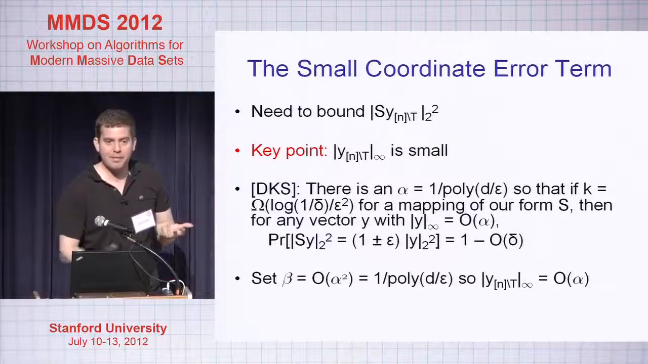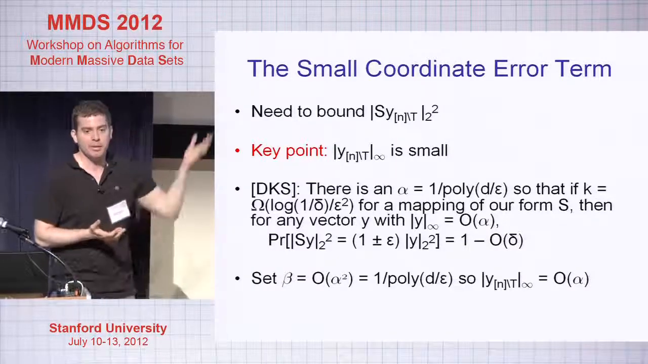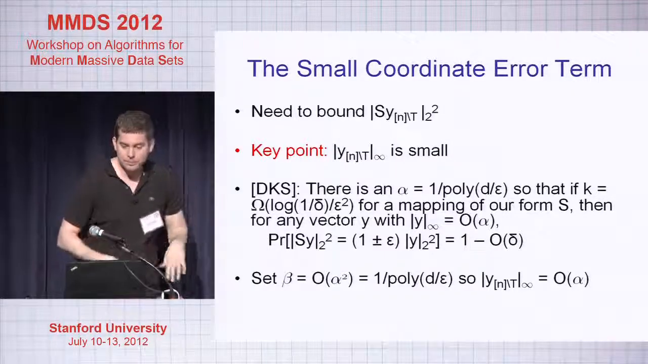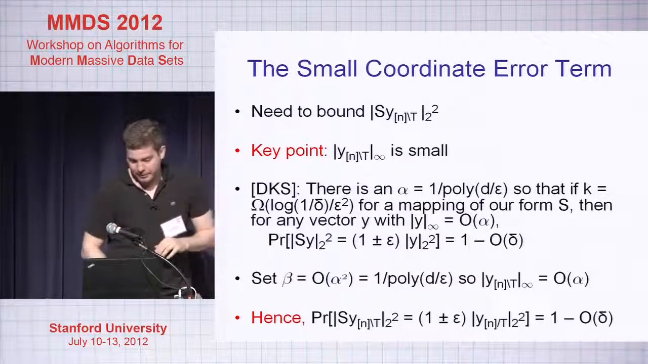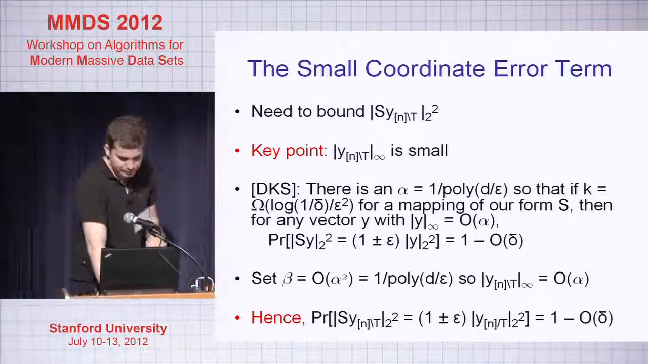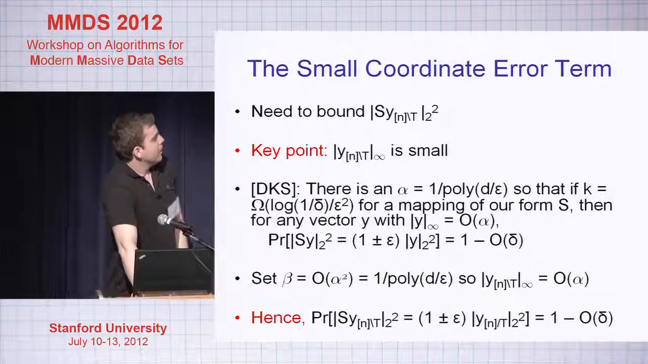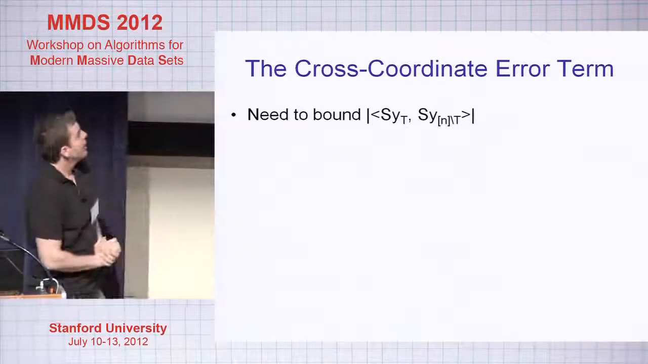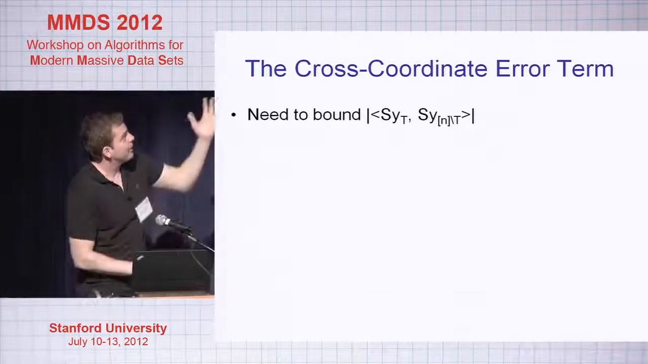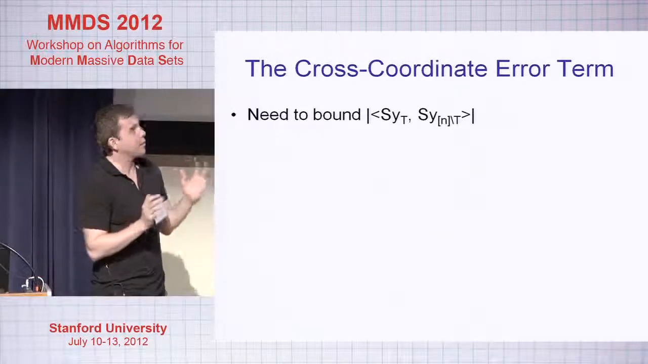So, okay, we bounded the heavy coordinates by perfect hashing. We bounded the light coordinates by appealing to this theorem. So what's left? What's left is to bound the cross term. So we need to bound the inner product of S y_T and S y_(n minus T).